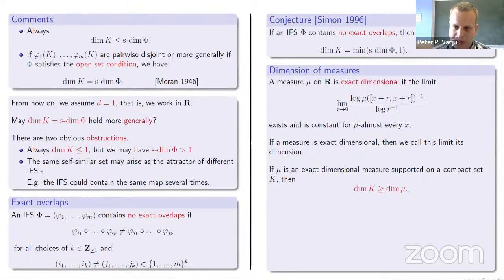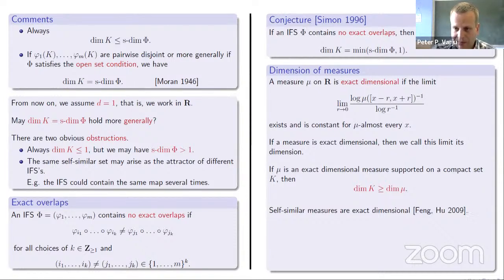But giving lower bounds on the dimension of a set is much more tricky. What this tells you is that if you can find a measure on your set and you can compute the dimension of that measure, then this will give you a lower bound. So this is very useful. And here is another piece of good news: self-similar measures are always exact dimensional. This was proven by Feng and Hu in 2009.